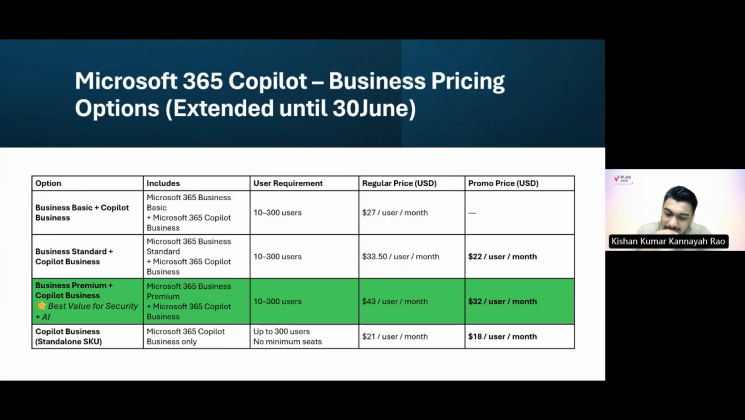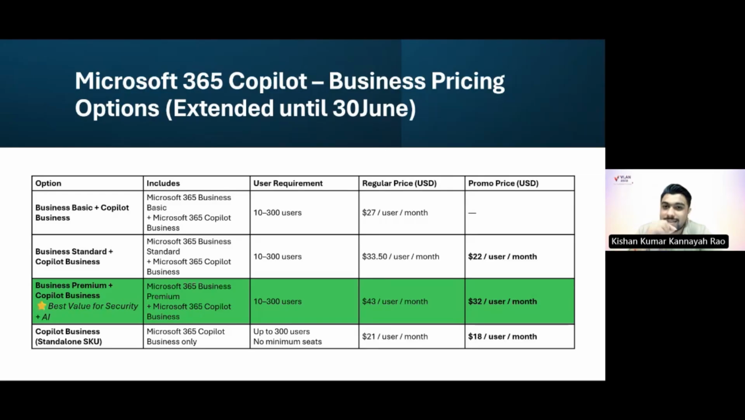Okay, so Business Standard plus Copilot Business, you can go for $22 at the moment. Once the promo ends, it will go for $33.50, right? So you can just imagine that Business Standard is $10. And the moment you add Copilot Business Standalone SKU, which is $21, it comes to about $30+. But right now, the promo price is actually $22 itself. You can get it for $22.